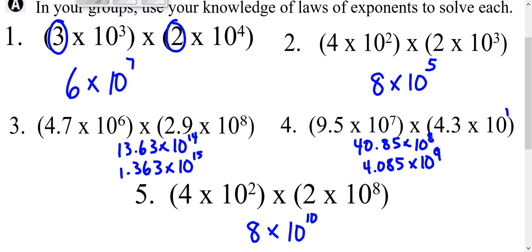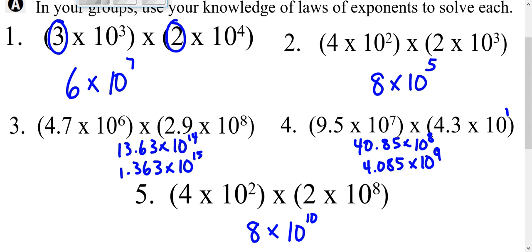All right, if you notice in number 3 and 4, when you multiplied them, they didn't come out in scientific notation because 4.7 times 2.9 and 9.5 times 4.3 came out to numbers larger than 10. If you remember, we learned last lesson how to correct those.